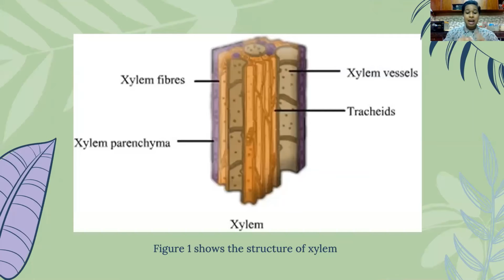This is the structure of xylem. As you can see here, you can see xylem fibers, and xylem parenchyma at the end here. You can see xylem fibers around the brown area here. You also can see xylem vessels and tracheids. We'll learn more about xylem vessels and tracheids in the upcoming slides.